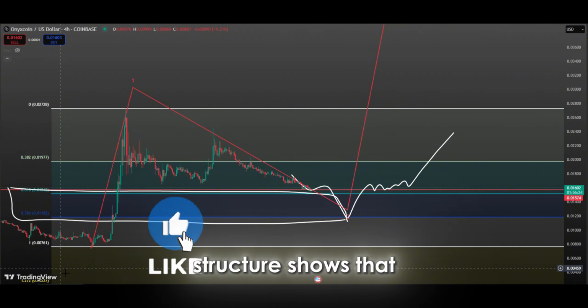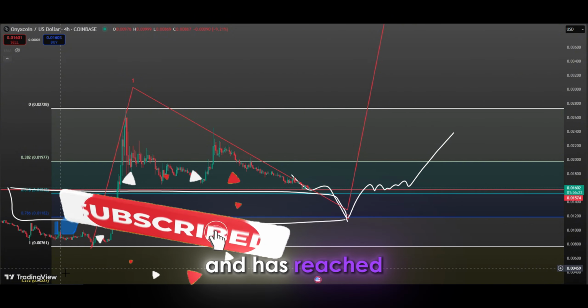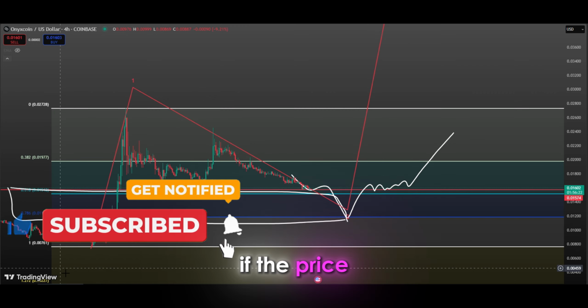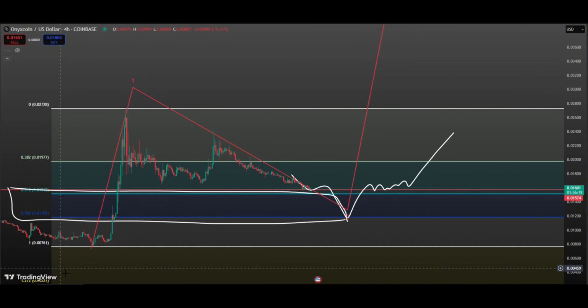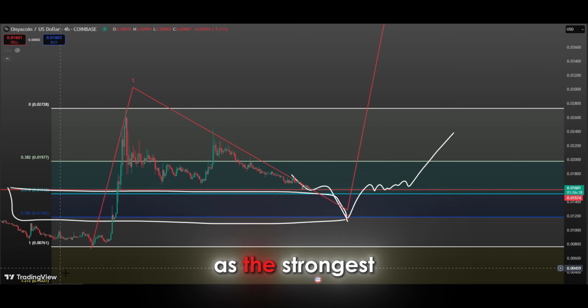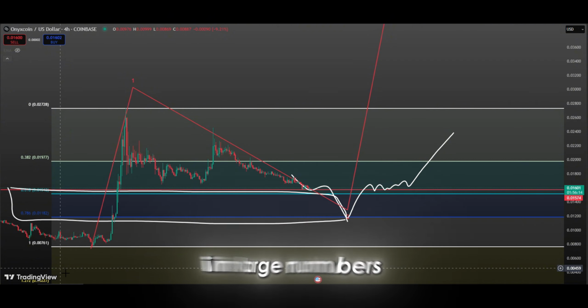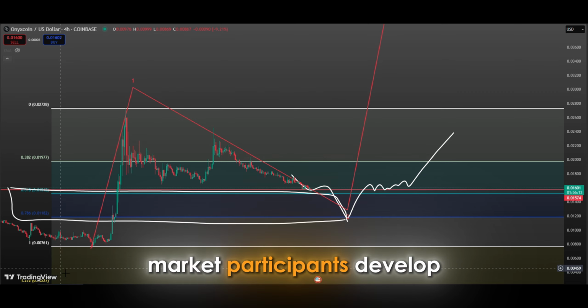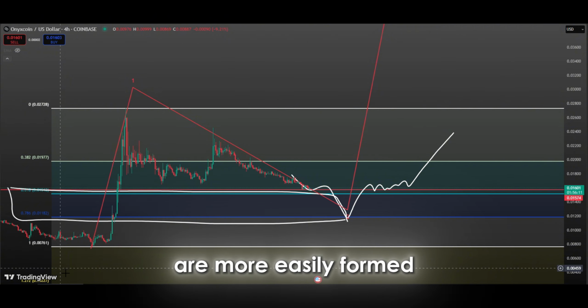The current technical structure shows that the price is oscillating between these two important zones and has reached the decision stage here. If the price finds clear support in one of these zones and makes an upward reversal, this could signal the start of the third wave. The third wave is generally recognized as the strongest and fastest moving structure in Elliott wave theory. During this wave, both individual and institutional investors enter the market in large numbers. Volume increases significantly. Market participants develop a clear sense of direction, and trend movements are more easily formed.